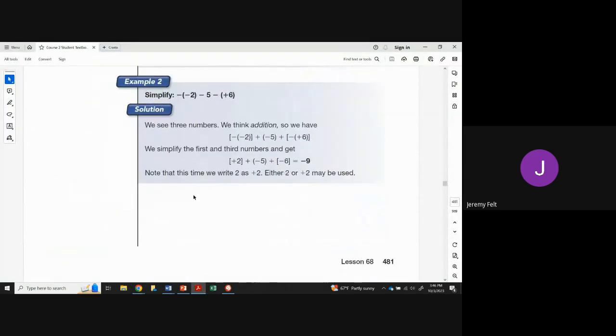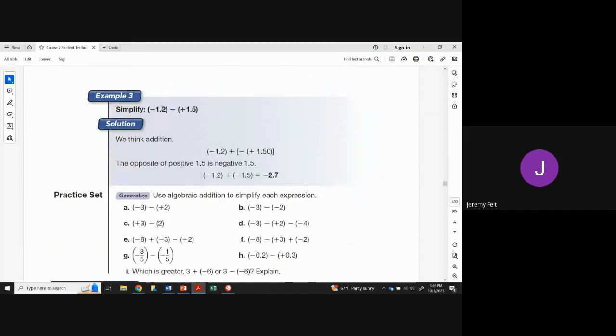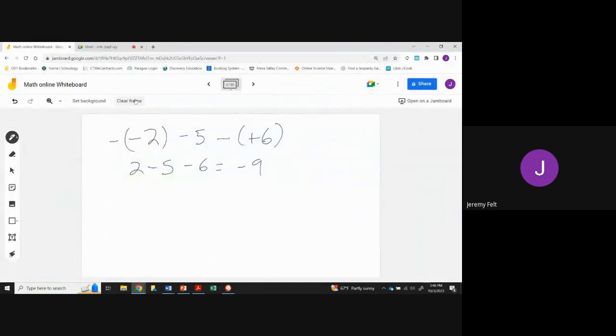If we look at example 3, we have -1.2 minus positive minus 1.5. If I was writing this on my paper, I would just do -1.2. I wouldn't include the parentheses. You can if you want, and then I would just call it minus 1.5. Okay, so I know -1.2 minus 1.5.